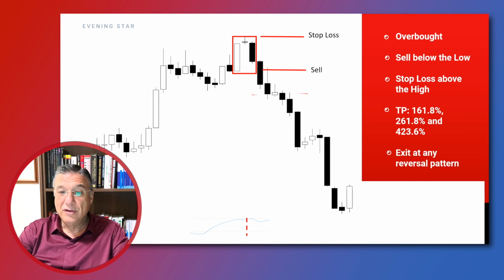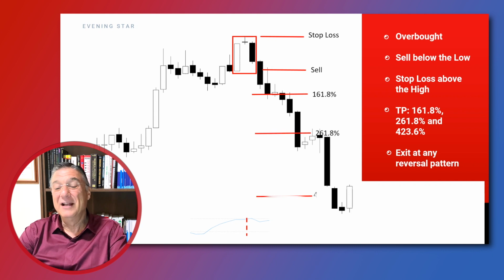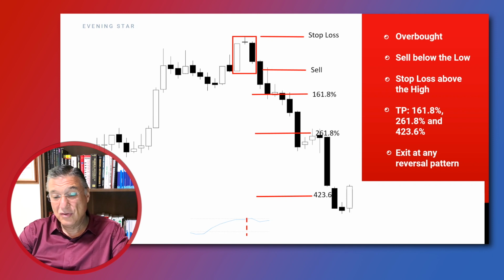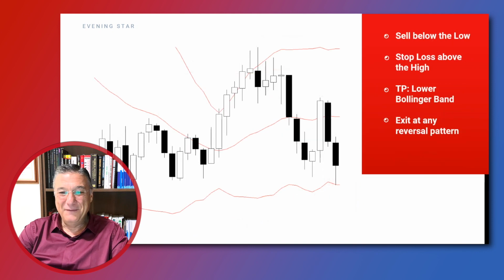Then we're going to use the classic Fibonacci extensions 161.8 to close part of our position, then 261.8 to close another part of our position, and then we are going to close the remaining of our trade at the 423.6%. Again, if we see any reversal pattern in the opposite direction, then we're forced to close the remaining of our trade. Excellent. Let's go and visit another system, another strategy.